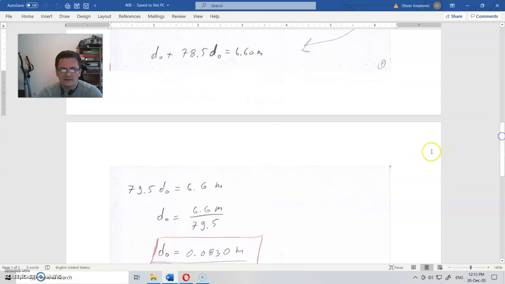And that is 0.083 meters. That is the solution under A. Now, solutions under B, C and D, you could do yourself.